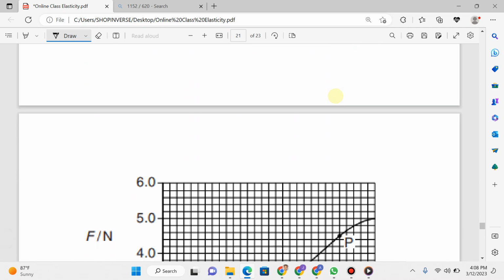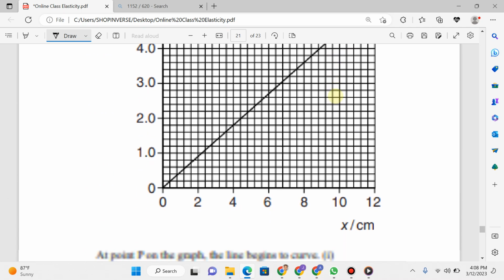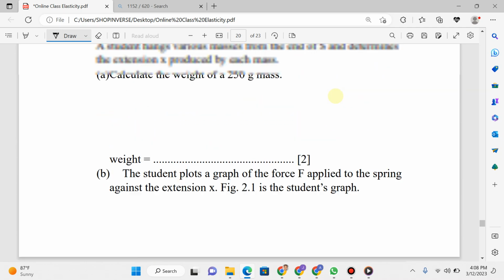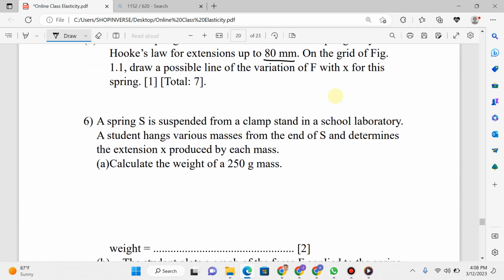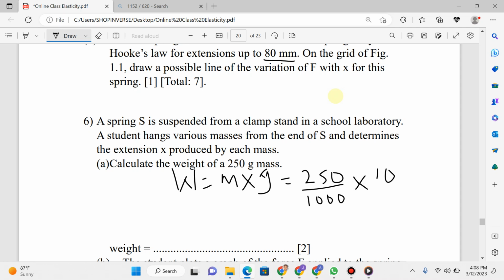Let's look at the graph. The first question is: calculate the weight of a 250-gram mass. How do you get weight? Weight is equal to mass multiplied by gravity. Do not forget your mass is 250 grams. So what will you do? You convert 250 grams to kilograms by dividing by 1000, then multiply this by gravity, which is 10. This gives you 2500 divided by 1000. At the end, you get 2.5 Newton as the weight.